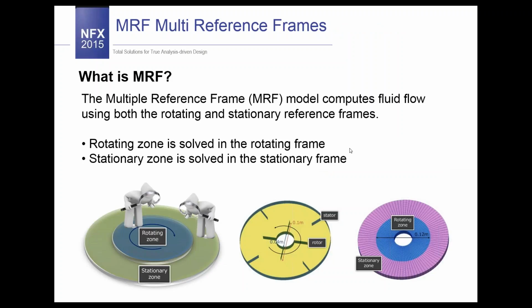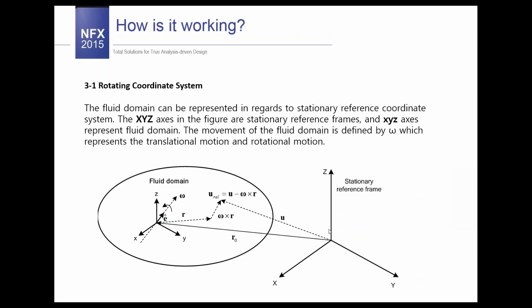Okay, so what is MRF? So I was talking about that. More simply, the multi-reference frame method computes the fluid flow using both the rotating and the stationary reference frames. You can think of it as if you were standing in the rotating zone, not moving, so fixed in the rotating zone and fixed in the stationary zone, and you have two referentials.